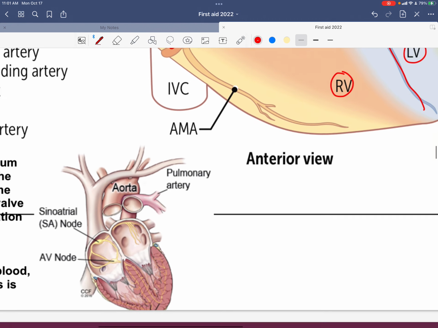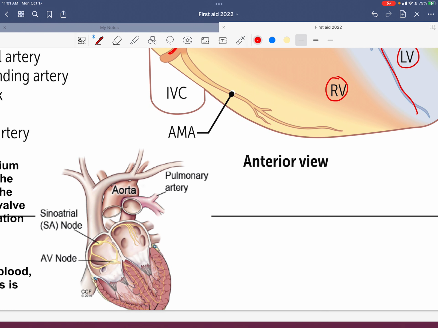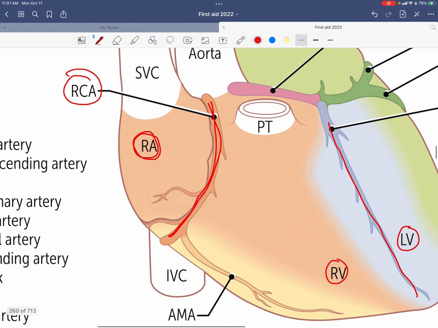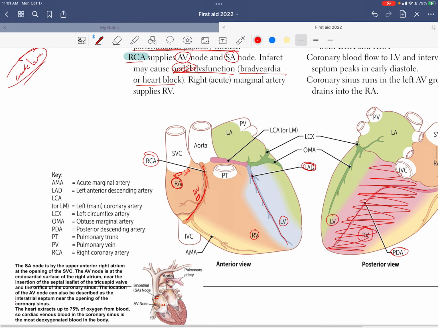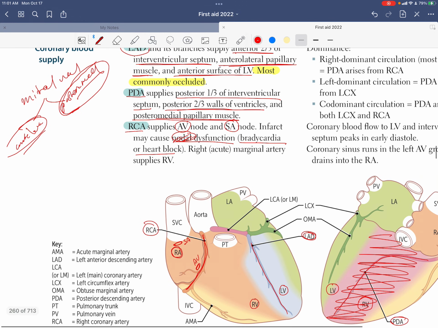So what we have here is that this is the right coronary artery, and we can tell that this is the right atrium, so it's very close to the SA node and AV node, and this is just the interior of the heart. So the SA node is here, the AV node is here. This is where it should lie, and this is the AV node. We can see they are orange, so they are supplied by the right coronary artery.